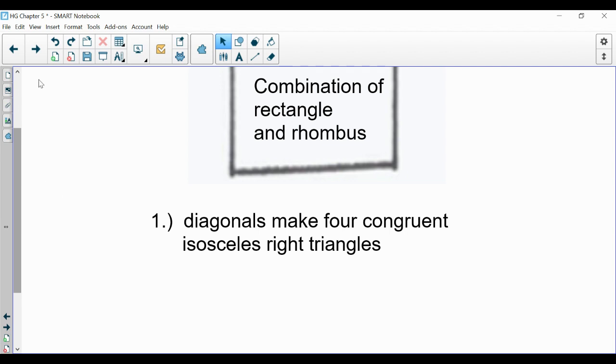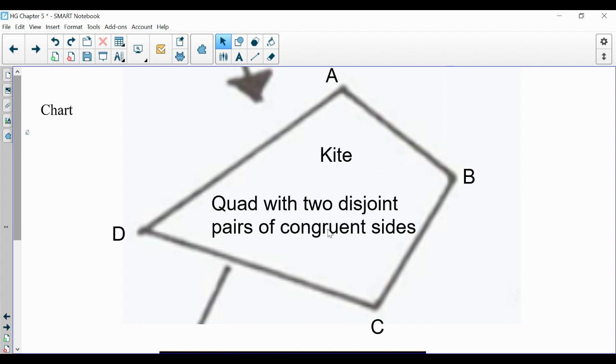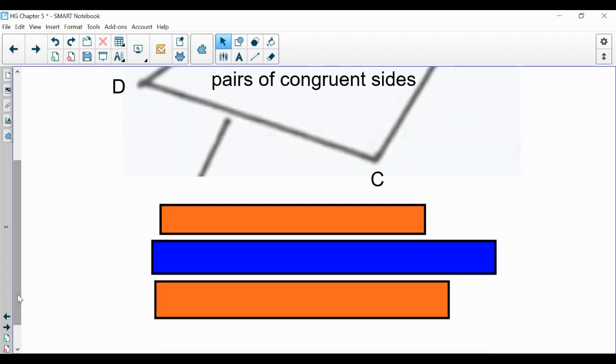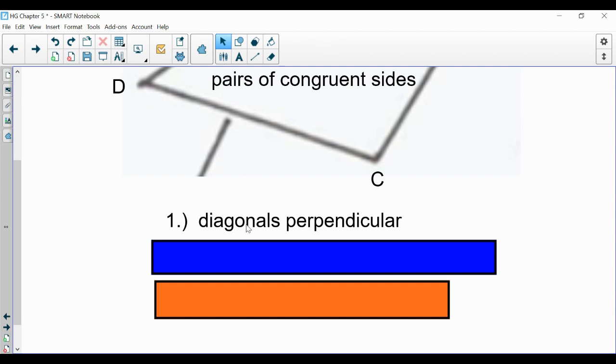So yeah, let's go ahead. So we're done with that tree. Let's go to kite. So a kite is a quadrilateral with 2 disjoint pairs of congruent sides. So if we look at this picture, AB would be congruent to BC, AD would be congruent to DC. Okay. Now, if we look, it's obviously a quadrilateral, but it has diagonals that are perpendicular.